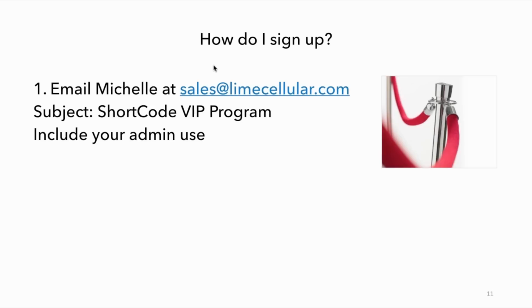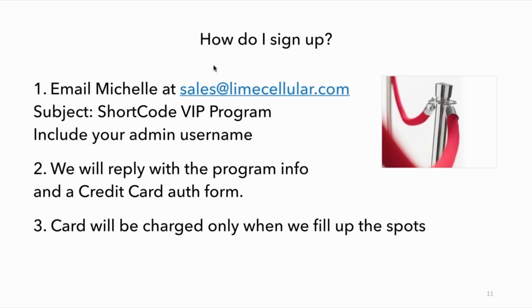And now the question is, how do I sign up? Very, very simple. Just email Michelle at sales@limecellular.com. Subject: shortcode VIP program. Include your admin username, because this is for clients only, and we will reply with the program info. Again, we'll gather all the final data. It looks like 10 members is what most people like. But if there's a group of people that prefer 5, we can create a group of 5 and do it that way, based on availability, and we'll get back to you once we get all these requests. So email Michelle at sales@limecellular with your username and the subject line, shortcode VIP program.